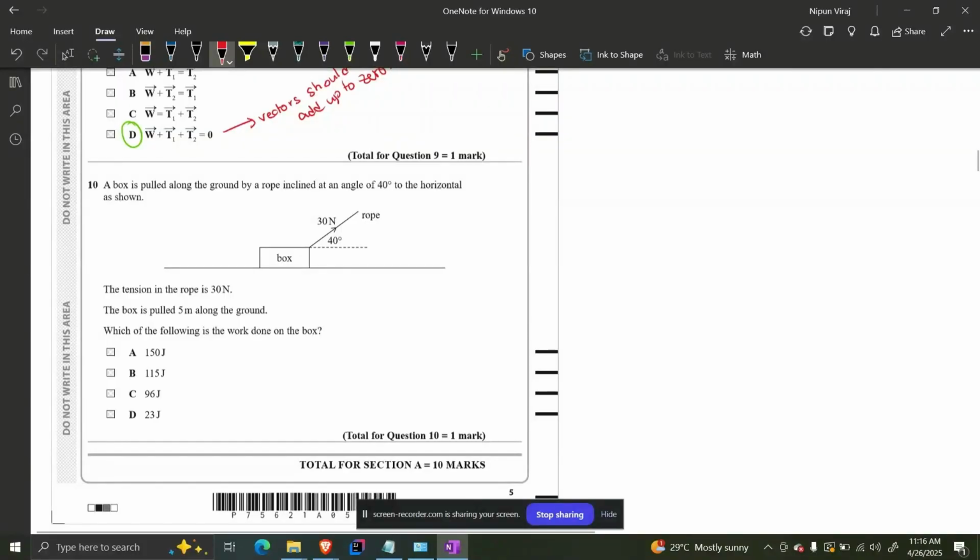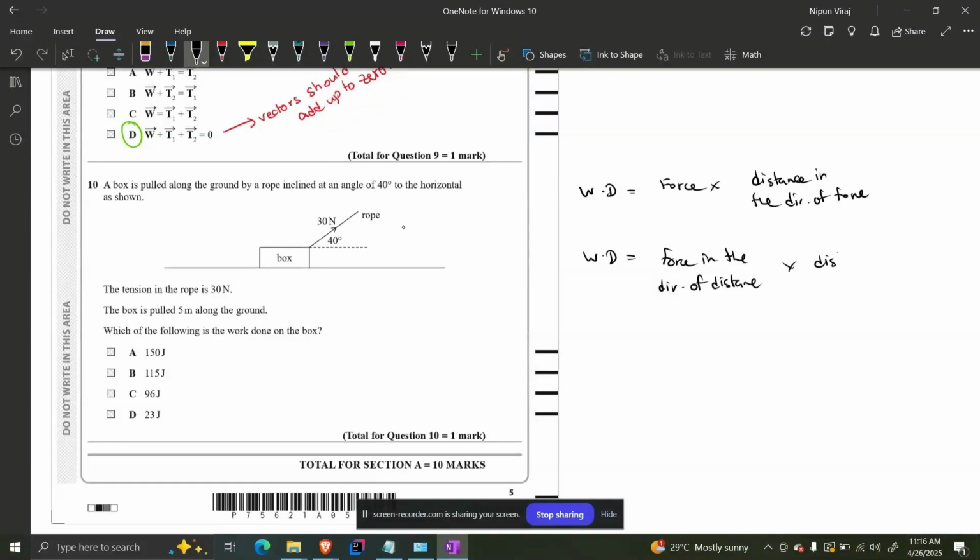10th question. A box is pulled along the ground by a rope inclined at 40 degrees. Here they are asking the work done. To get work done, there are two equations. One equation is force into distance in the direction of force. The other equation is force in the direction of distance multiplied by distance. I think you understood it, right?